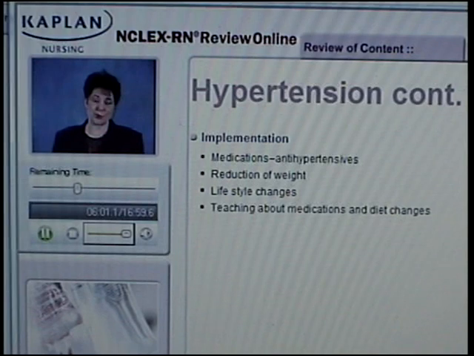They may need to reduce sodium in their diet. You'll want to teach them about medications. And again, there gets to be a safety issue with many of the medications that patients take for hypertension.